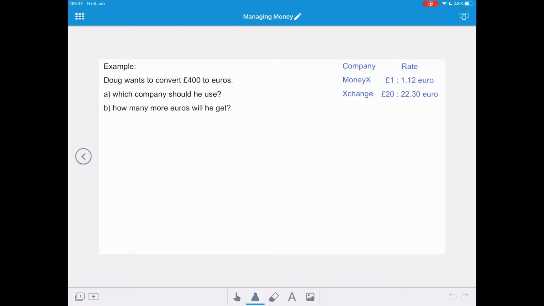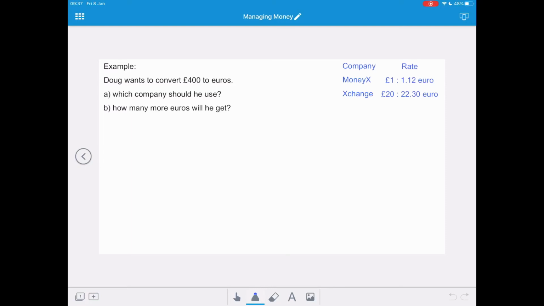Now in our final example, Doug wants to convert £400 to euros. Which company should he use and how many more euros will he get by using that company? Now we can see that MoneyX has a rate of £1 to 1.12 euros, and Exchange has an exchange rate of £20 to 22.30 euros.